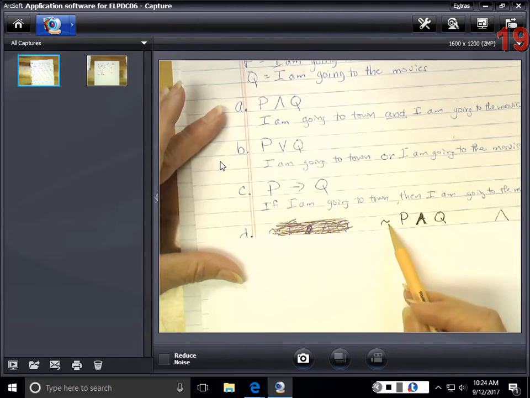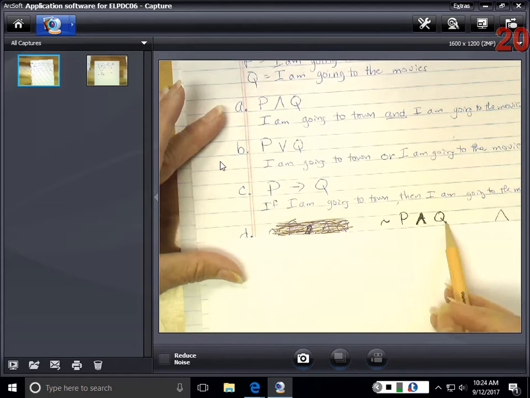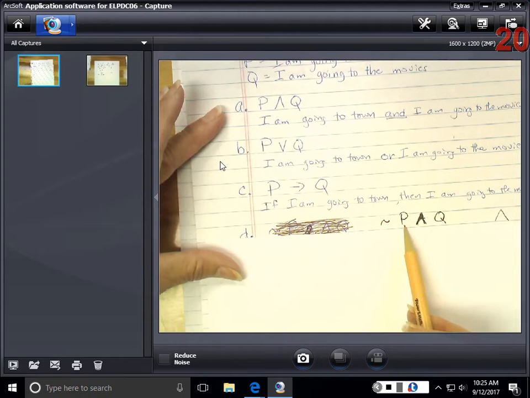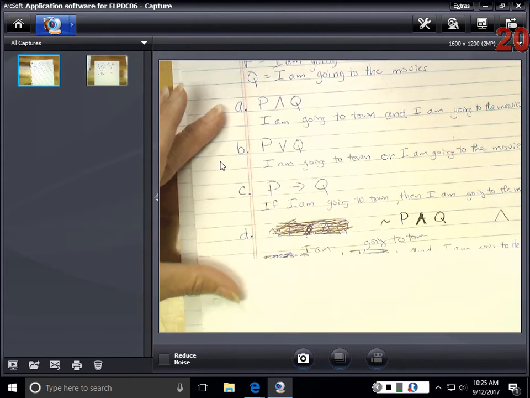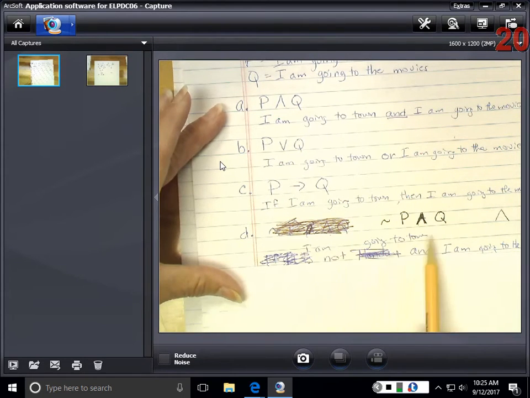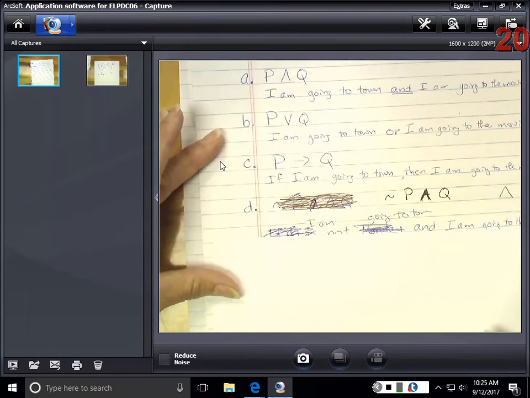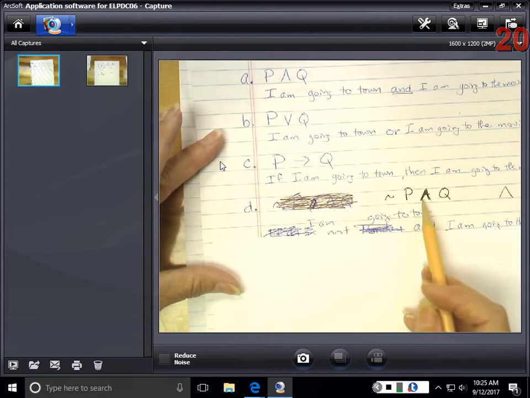Next, we have this little symbol. This is not P and Q. I am not going to town, and I am going to the movies. So it wouldn't be but, it'd be and. What would the but signify? I don't even think we have any here. Probably a not, or an and. I'm not sure.